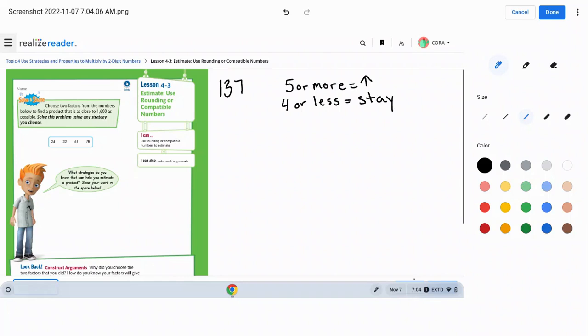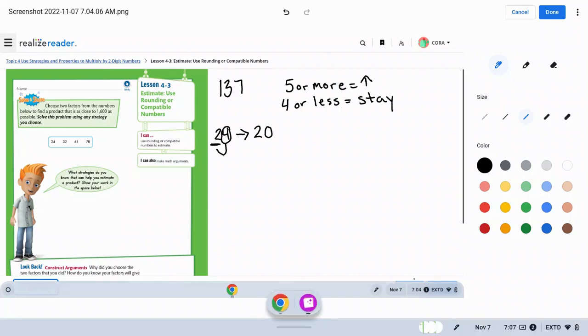So it says, choose two factors from the numbers below to find a product that is as close to 1,600 as possible. So the first thing I'm going to start with is I'm going to round each one of these numbers. So I'm going to round it to the tens place. So if I look at 24, and I'm rounding to the tens place, I look at the bossy neighbor. This 4 is 4 or less, so that means it is going to tell my number to stay. So it's going to be a 2, and then the 4 becomes a 0. So that 24 is going to round to 20.